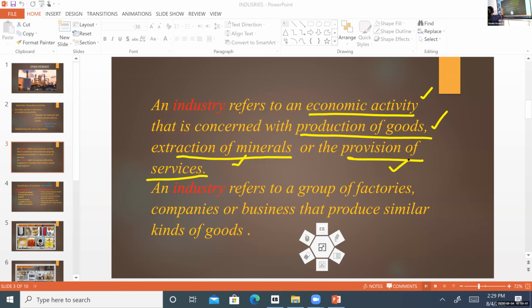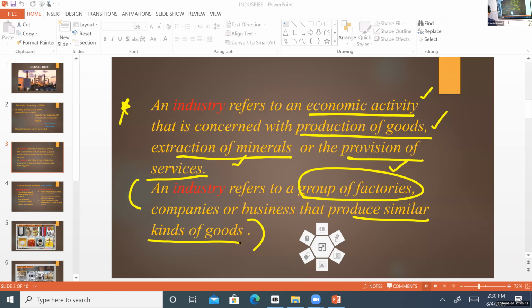The second definition is very simple. It's for smaller classes, but if you want, you can learn this one also. Industry refers to a group of factories, companies or businesses that produce similar kinds of goods. When a group of factories produces a similar product or the same kind of goods, we call it an industry.